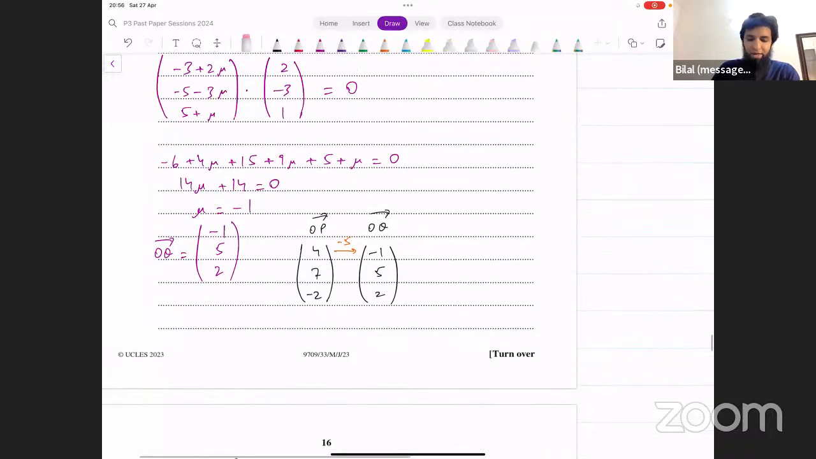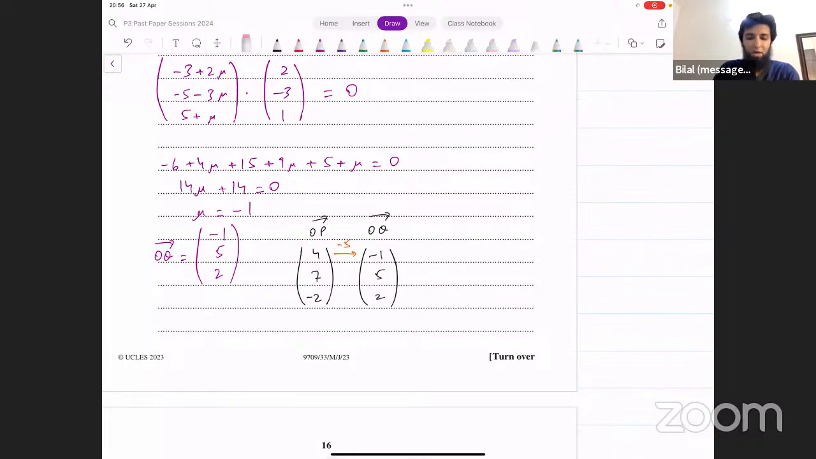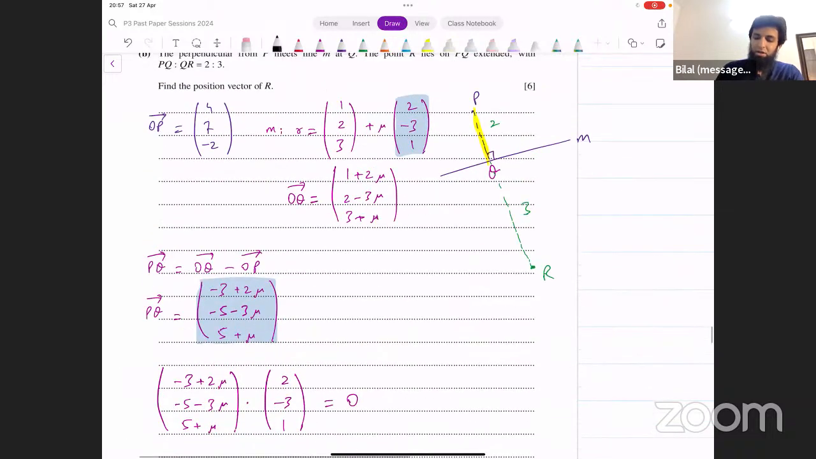We've got point P and point Q now. How do we go from P to Q? In order to go from P to Q, we have to go minus 5 units, right? And then in order to go from 7 to 5, we have to go minus 2 units. In order to go from minus 2 to 2, we have to go plus 4 units. And they are saying the distance from P to Q is basically 2 if the distance from Q to R is 3. So basically, the ratio between these distances is 2:3.